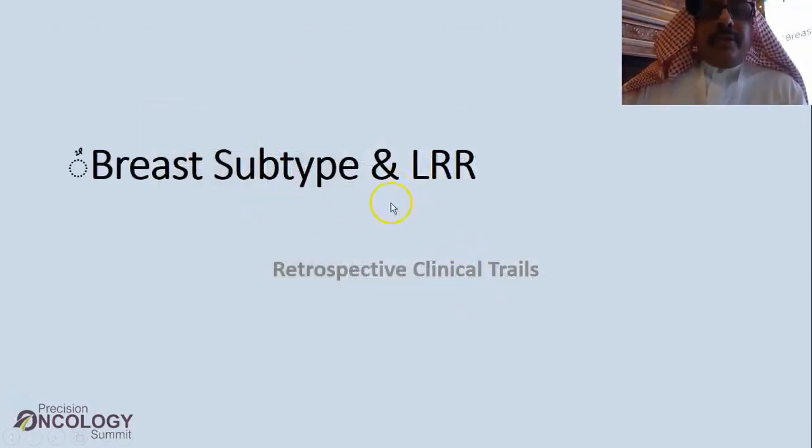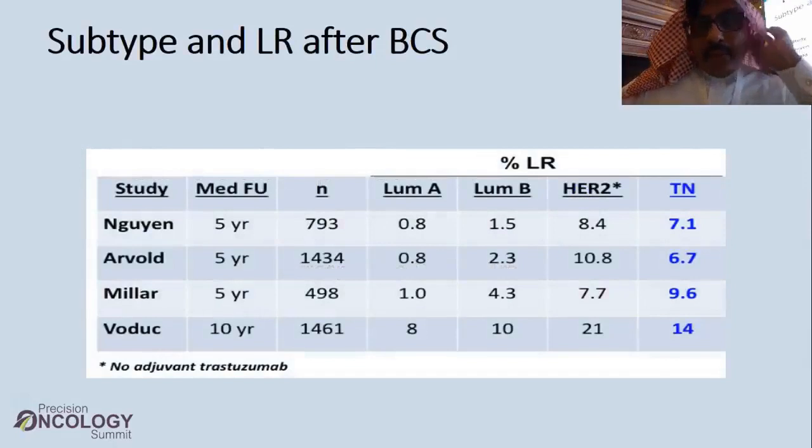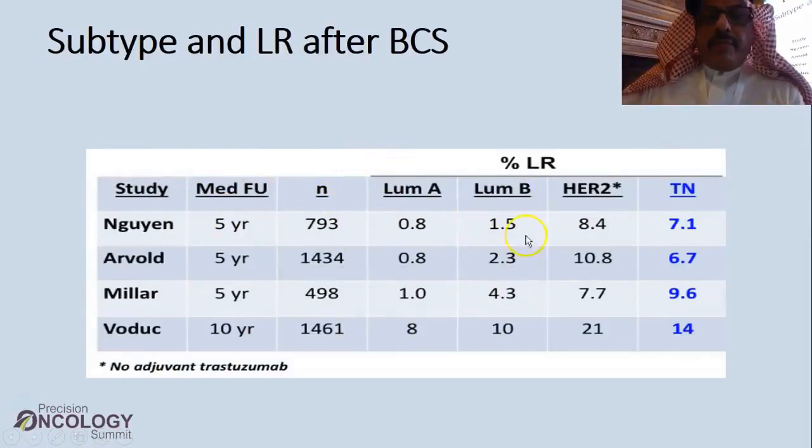So is there any relation between these breast subtypes and the local control? Unfortunately, we have only retrospective clinical data to address these questions. Many authors reported the local recurrence according to the different breast subtypes after breast conservative surgery. And as you would expect, the luminal type have a very low risk of recurrence, and the bad ones are the triple negative. For the HER2, there is a big difference when you read the data before trastuzumab and after. It's a huge difference. After the introduction of trastuzumab, it almost became like luminal disease.